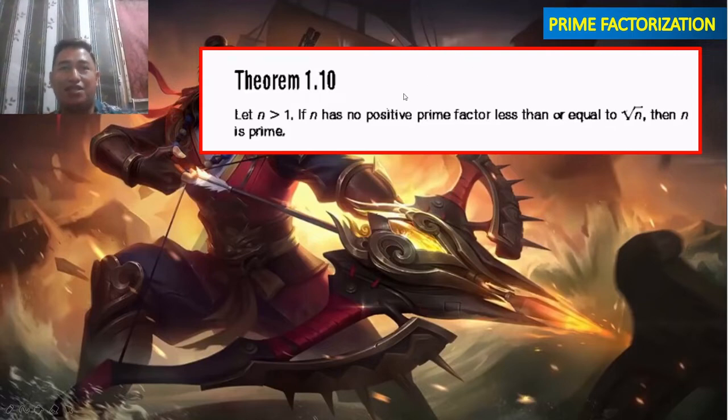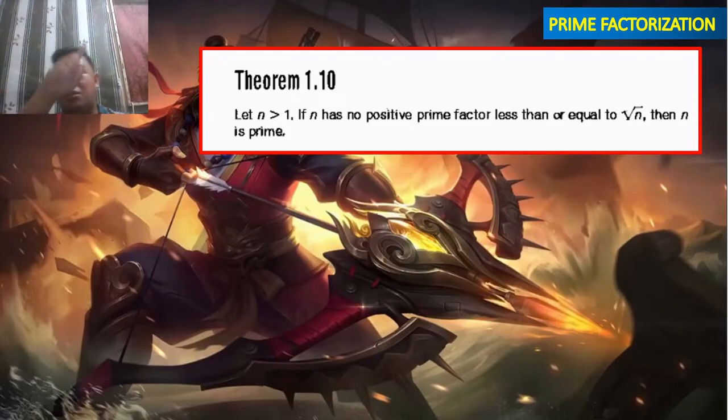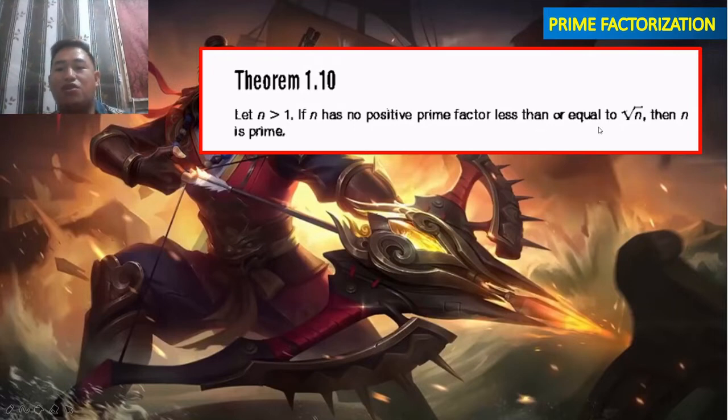Kung naay n class, i-take ninyo ang square root. Okay, example class 9. I-square root ninyo. Unsa square root niya? 3. N has no positive prime factor less than or equal to square root ni n, then si n is prime. Dapat wala daw tayo makita class nga positive prime factor less than or equal sa iyang square root. Ang square root class ni 9 kay 3.